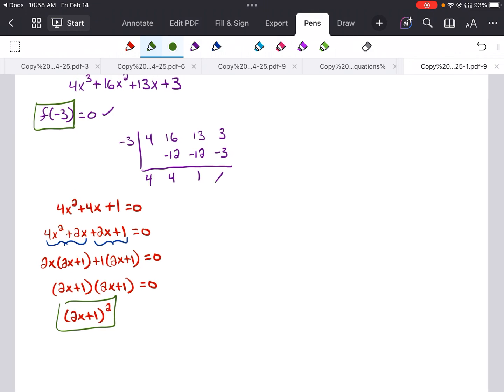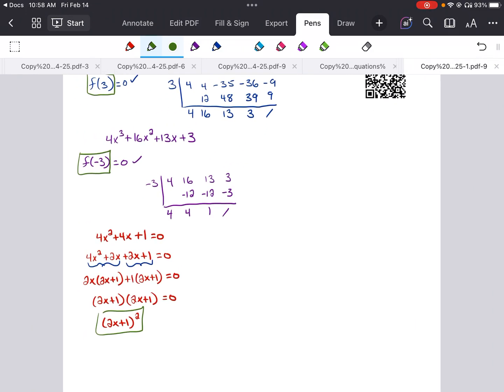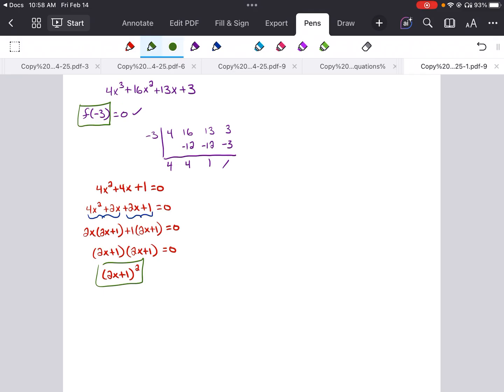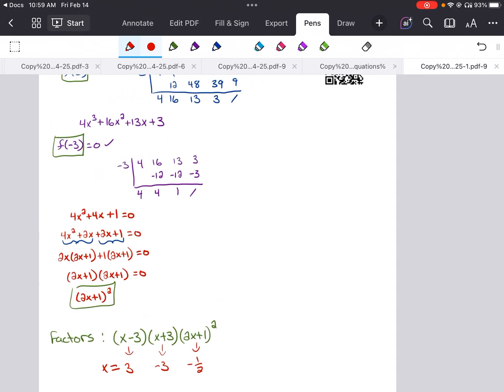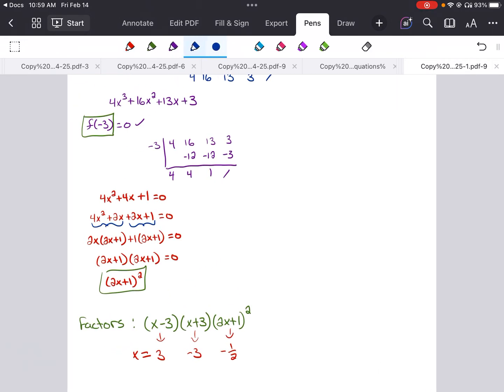So there is our final x-intercept. We have factors of (x - 3), (x + 3), and (2x + 1) squared. And reminder, it's the opposite of what you see. This represents 3, this represents negative 3, and negative 1/2. Those are the x-intercepts that we'll graph.